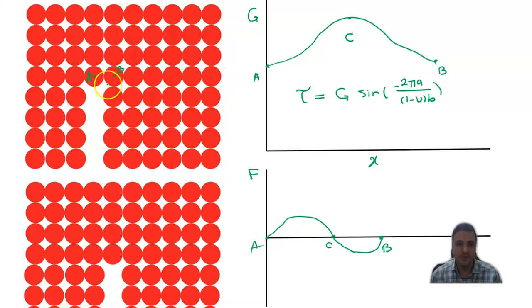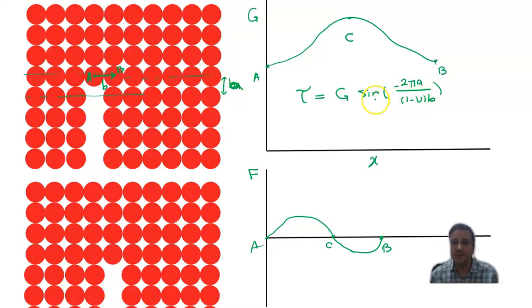B is the Burger's vector, which is the characteristic of the dislocation, and it is defined as the distance between the initial and the final position of the dislocation. This is the Burger's vector. A is the distance of the crystallographic planes that slip with respect to each other. Here, these two crystallographic planes slip with respect to each other. Sorry, I made a mistake. This is A, the distance between the crystallographic planes.